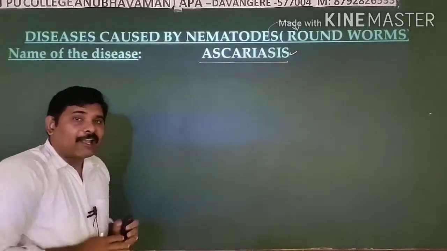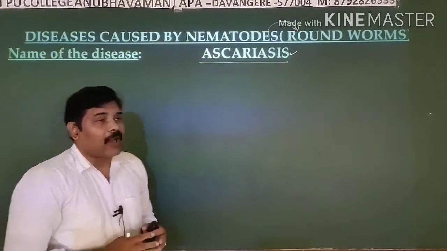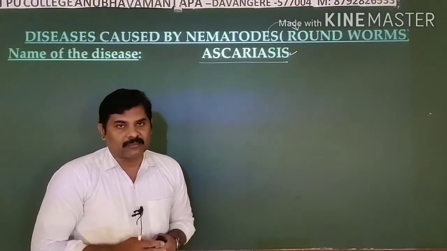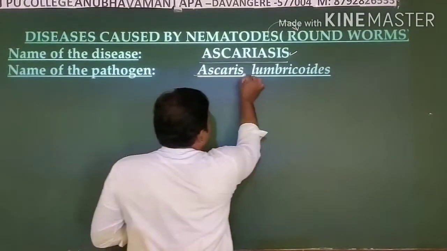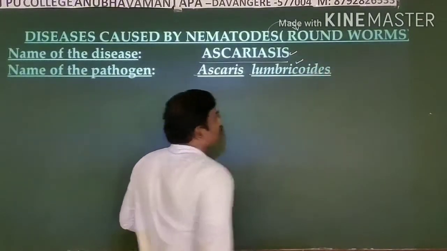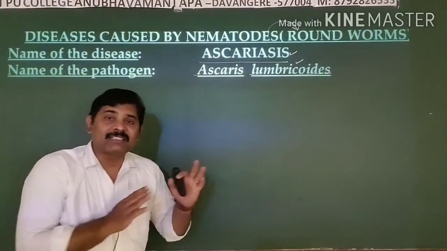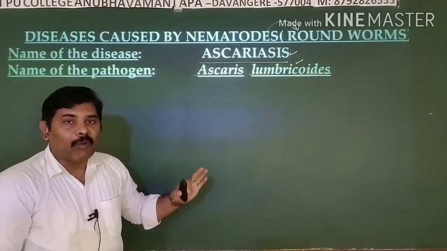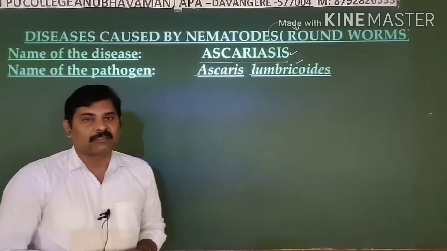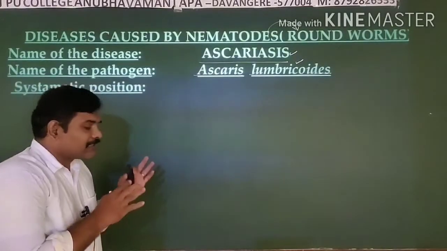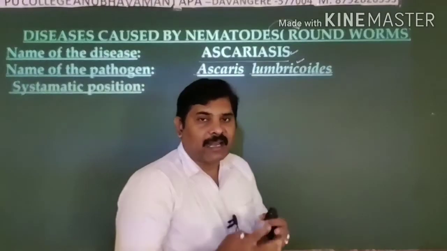And there is a causative organism for this Ascariasis in humankind. The name of this disease-causing pathogen is Ascaris lumbricoides. Ascaris lumbricoides is the scientific name of the nematode parasite that causes Ascariasis in us. Coming to its systematic position, how it is classified in the entire animal kingdom.